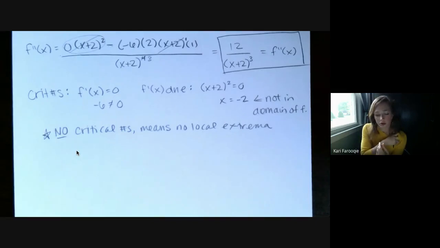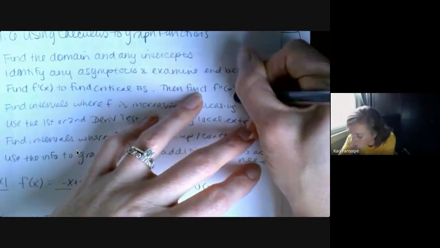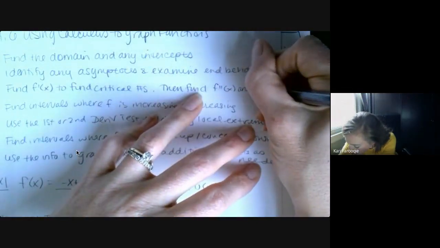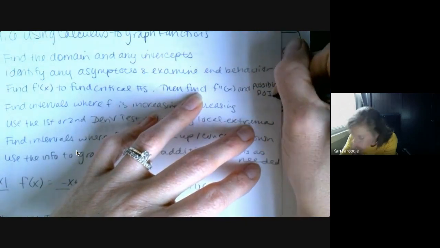But you know what we should do here? Before we make our chart, is look for any possible points of inflection. I should update number 3 to say, then find f double prime of x and possible points of inflection. Because we really should list those out before we make our chart. It's going to be important to us.